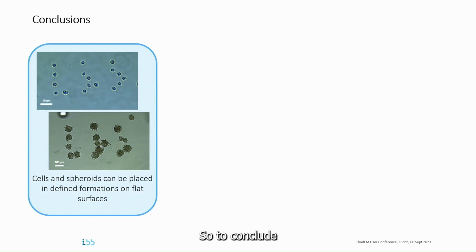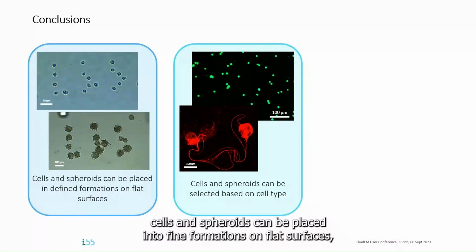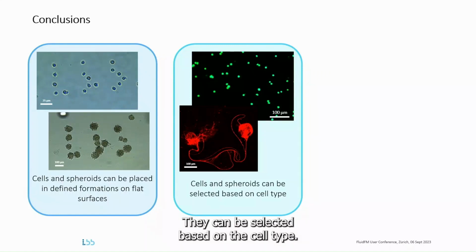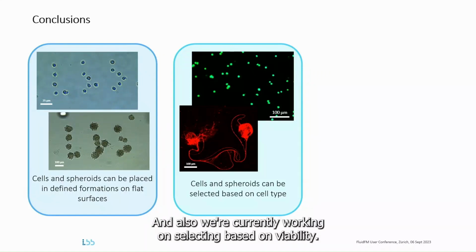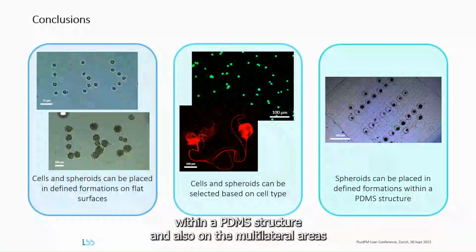So to conclude, the cells and spheroids can be placed in defined formations on flat surfaces. They can be selected based on the cell type, and also we're currently working on selecting based on viability. And finally, the spheroids can be placed within defined formations within a PDMS structure and also on the multi-electrode arrays.